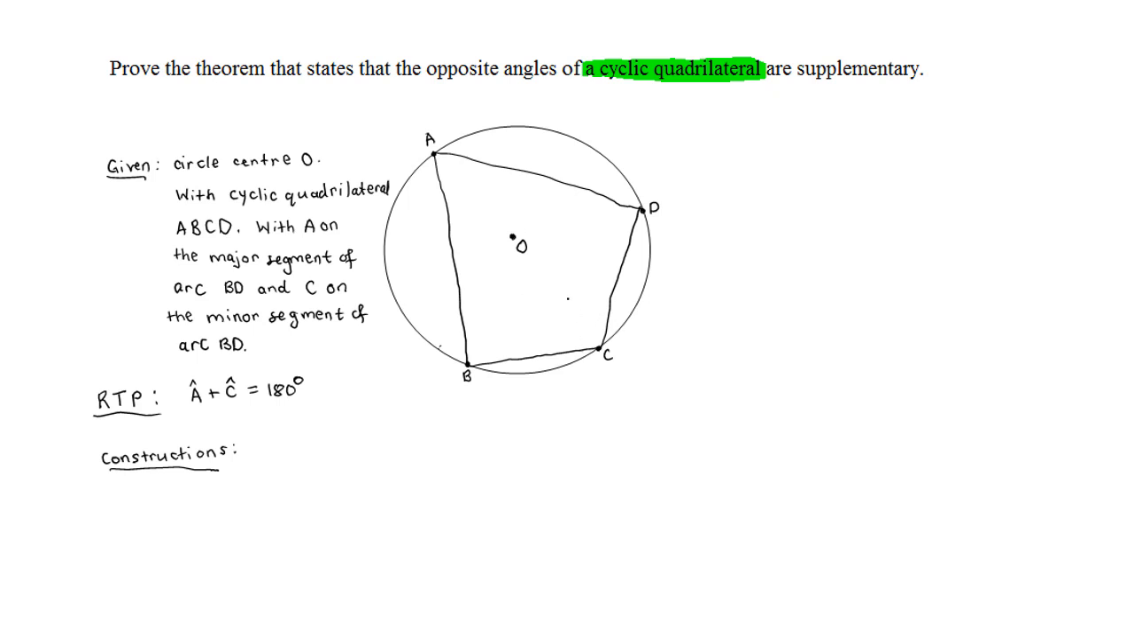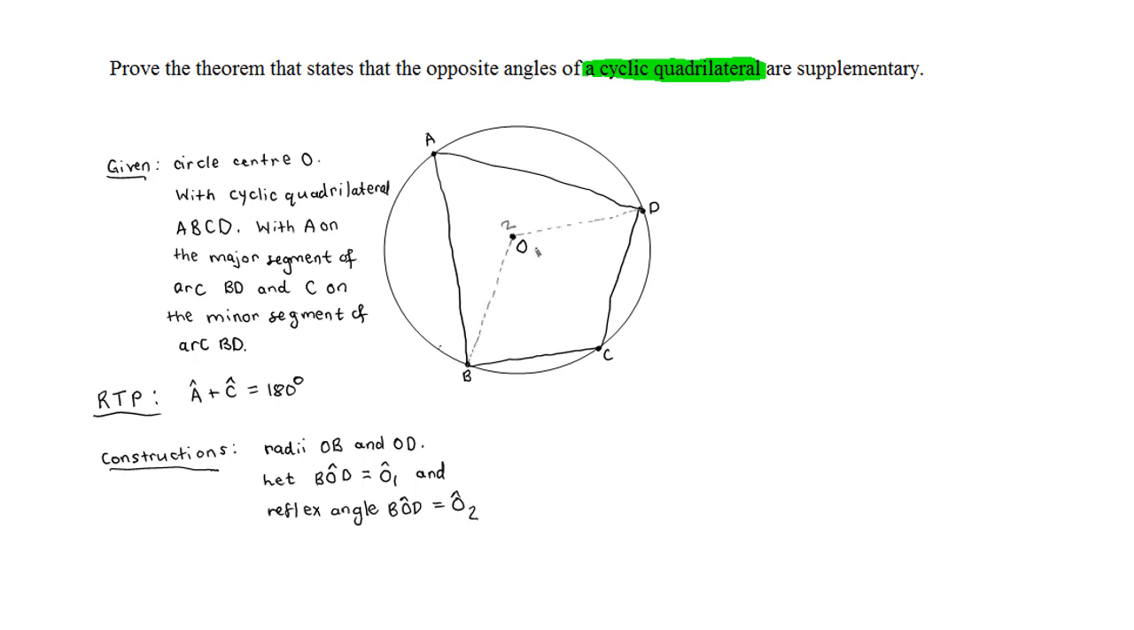So let's do that. We're going to construct radii OB and OD. Then we're going to let angle BOD equal angle O1, and the same angle BOD, but now the reflex angle, is going to equal angle O2. So let's put that in.